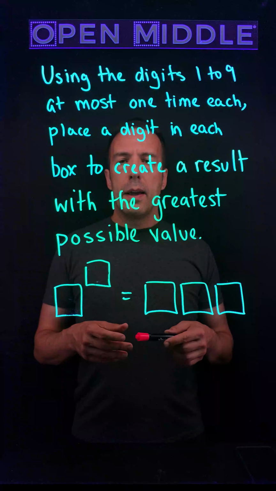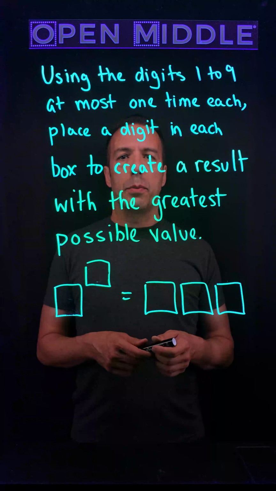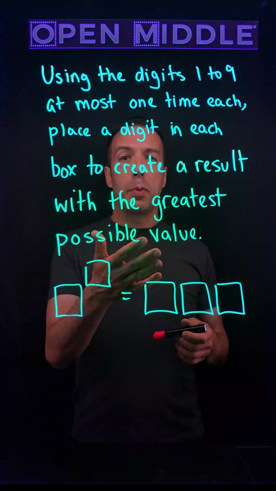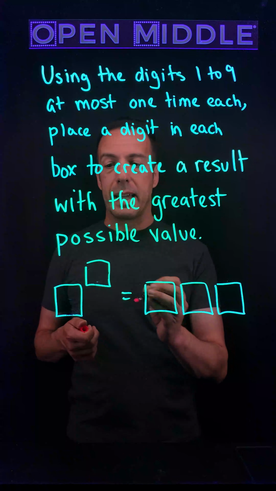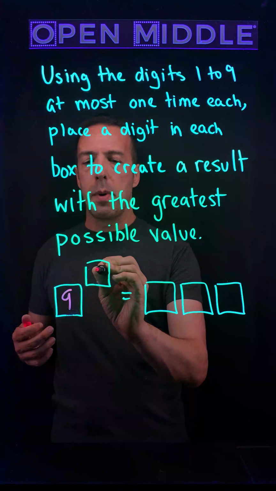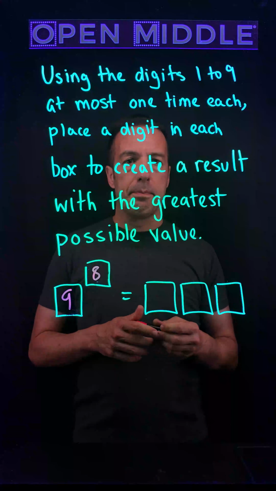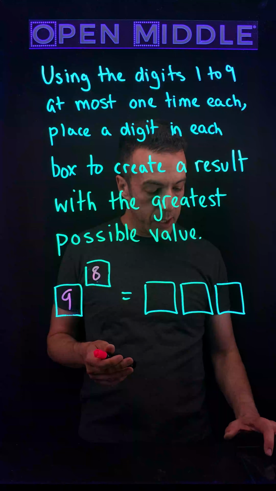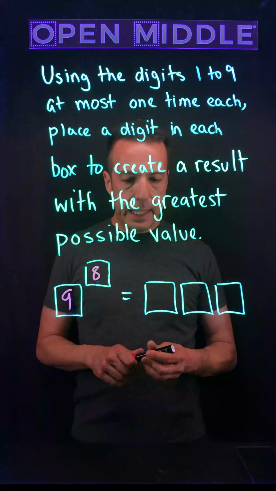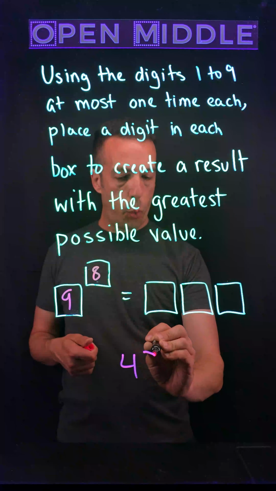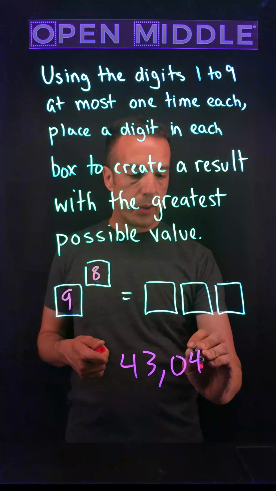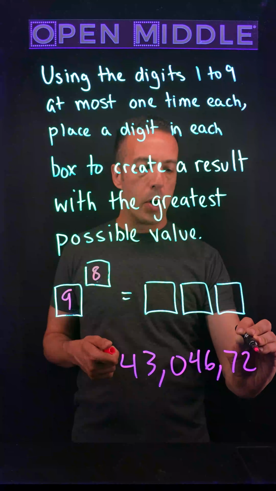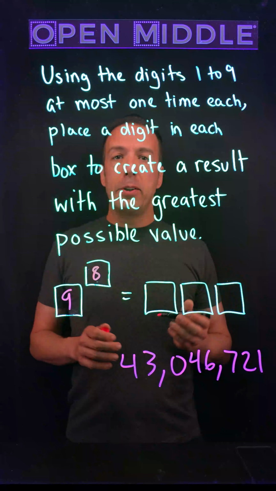So what do I expect students to do when I do this problem with them? Well, it says the greatest possible value. So I'm expecting them to do something like 9 to the 8th power, or maybe 8 to the 9th power. That's going to give us a pretty big value. When I put in 9 to the 8th power, it gives us 43,046,721. That's a little bit too big.